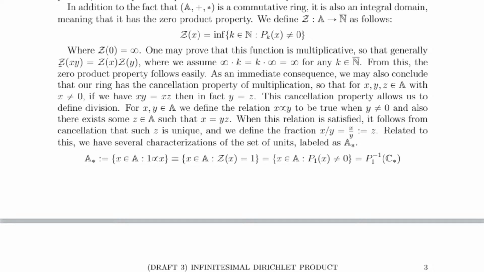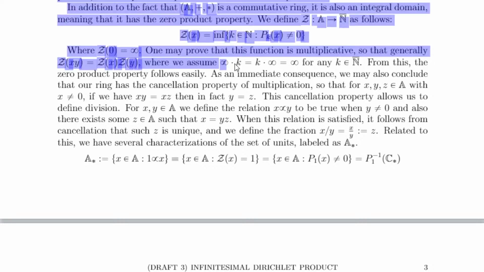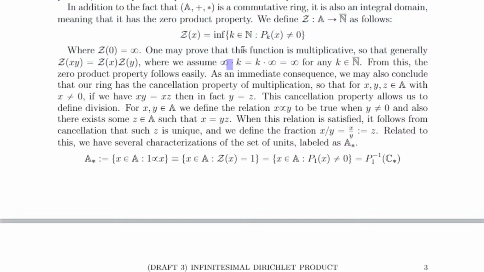So if we multiply two elements together and then we apply the z function, it's the same as applying the z function to each one independently and multiplying those. And that also works in the case where one of them is 0 or infinite, where infinity times any positive extended integer is just going to give us infinity again. So infinity times 1 or 2 or 3 will just be infinite.